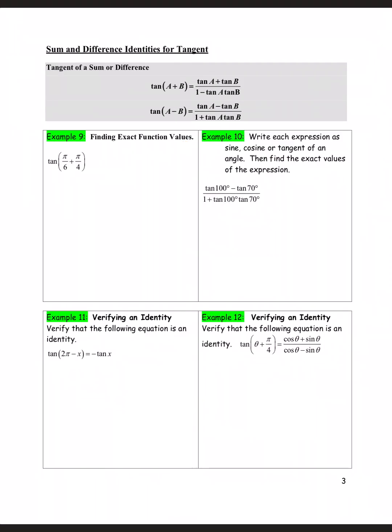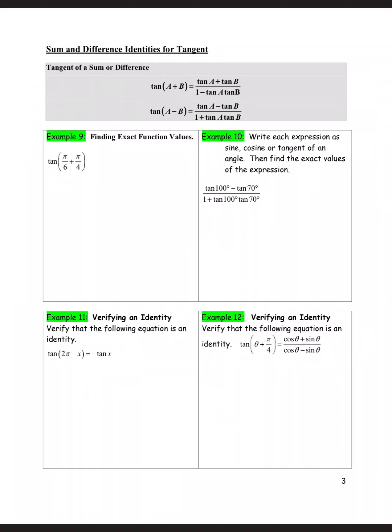Sum and difference identities for tangent. Tan of a plus b is tan of a plus tan of b divided by 1 minus tan of a, tan of b, and tan of a minus b is equal to tan of a minus tan of b divided by 1 plus tan of a times tan of b.